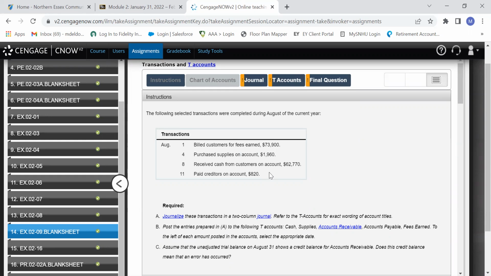In number 8, we received cash from customers on account. Now, this is where we might be getting some confusion, right? So if we bill customers for fees earned, we're going to increase a receivable and record the revenue. Here is an example of accrual accounting because we didn't receive any cash for those fees. So we're still going to bill the revenue, that's an accrual, and we're going to record an accounts receivable.